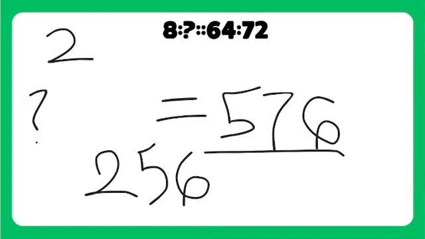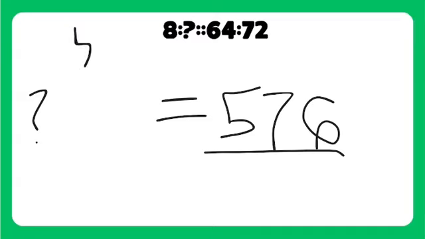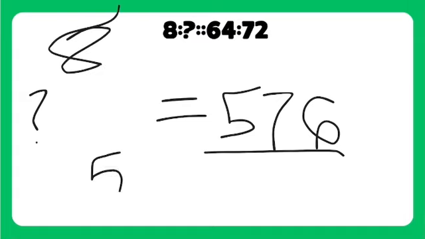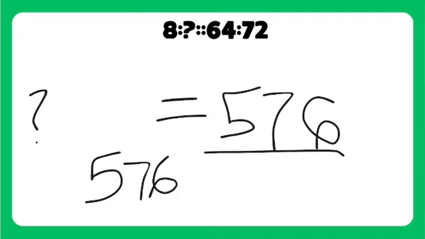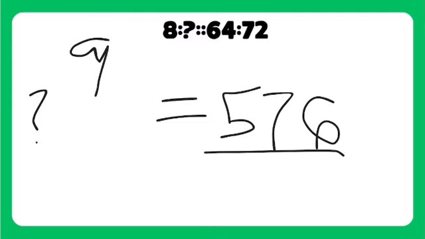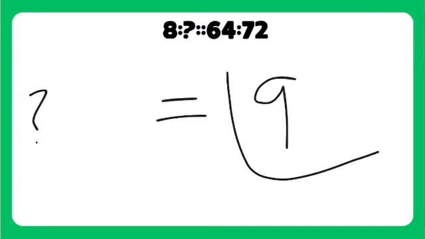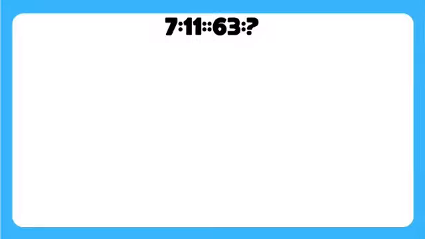Now we have done it 4 times. Now we will add 256 to 256, which gives us 512, and that is now 8 times. And now when we add one more time, we get 576. So that was a total of 9 times. So the question mark is equal to 9. That's our answer. Now we will do one more example.